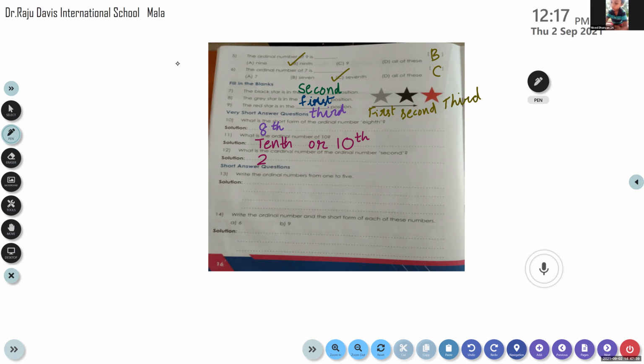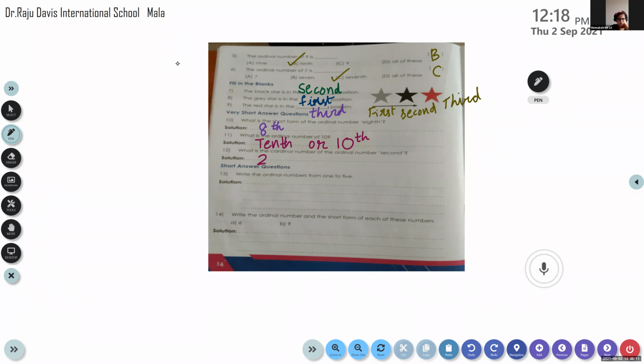Write the ordinal numbers from 1 to 5. So let's write the answer.